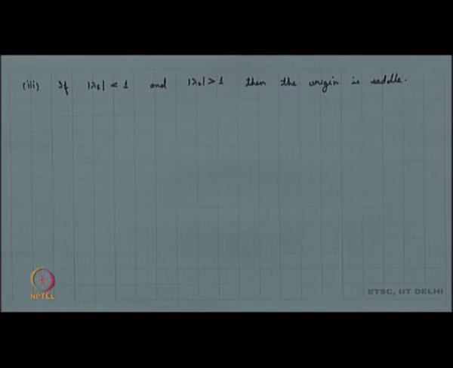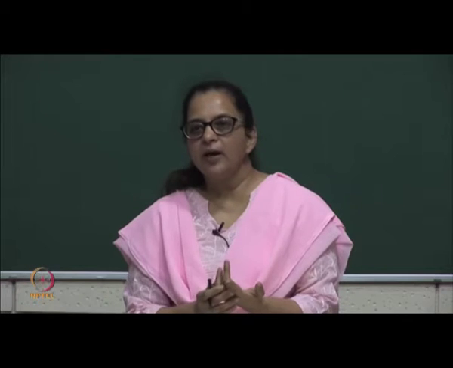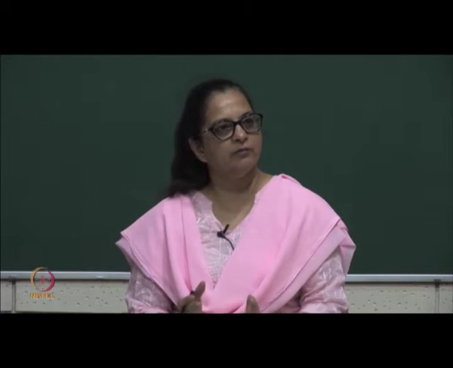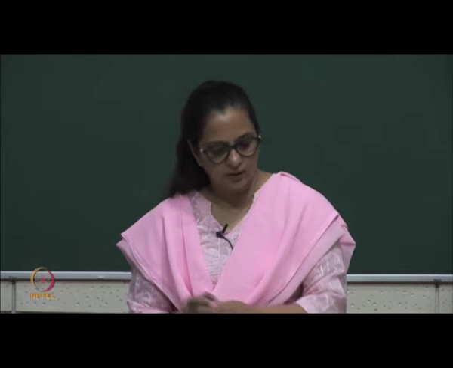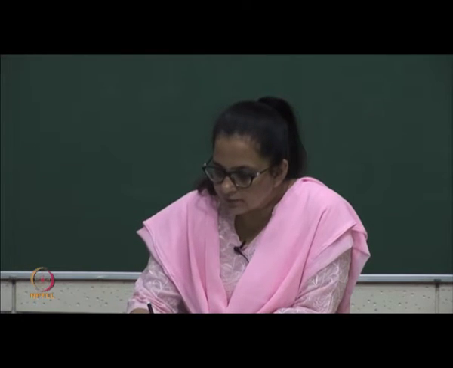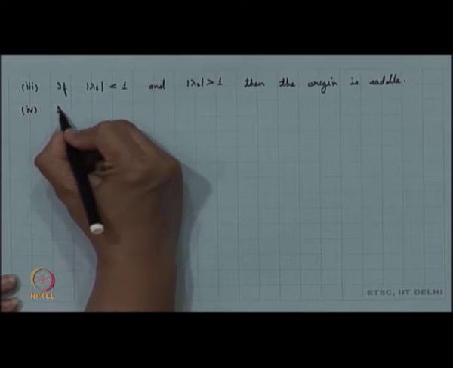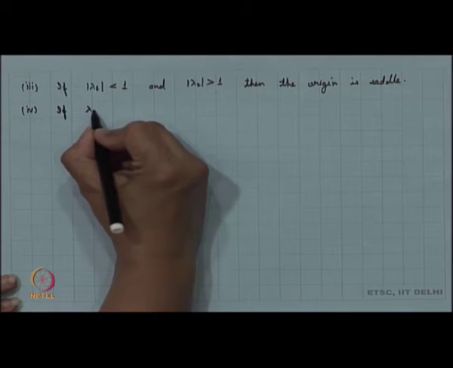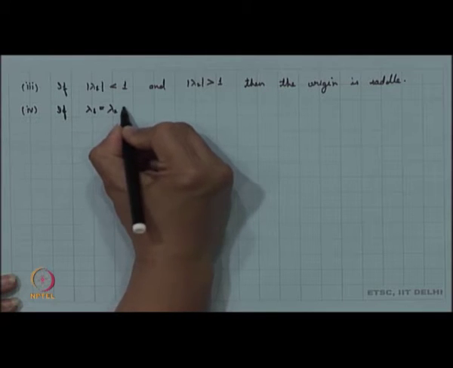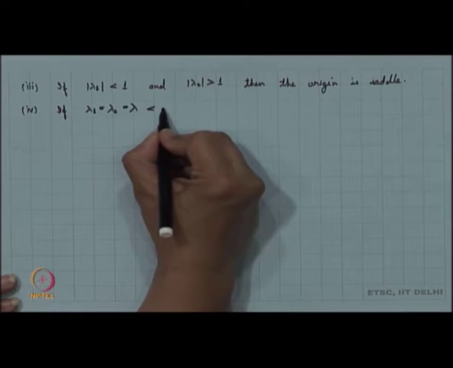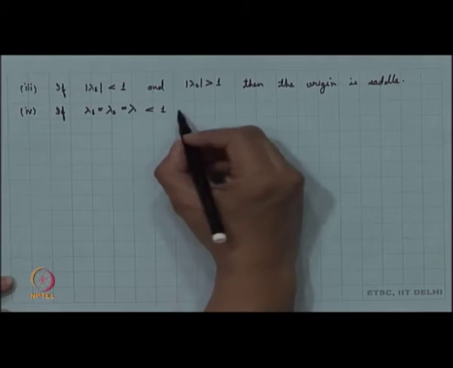We are left with the last sub case because we are working with a diagonal Jordan form. The last sub case is what happens when both the eigenvalues are the same. So, the last sub case is if your lambda 1 is the same as lambda 2, which is lambda, and let us assume that this is less than 1, then the origin will be a sink.